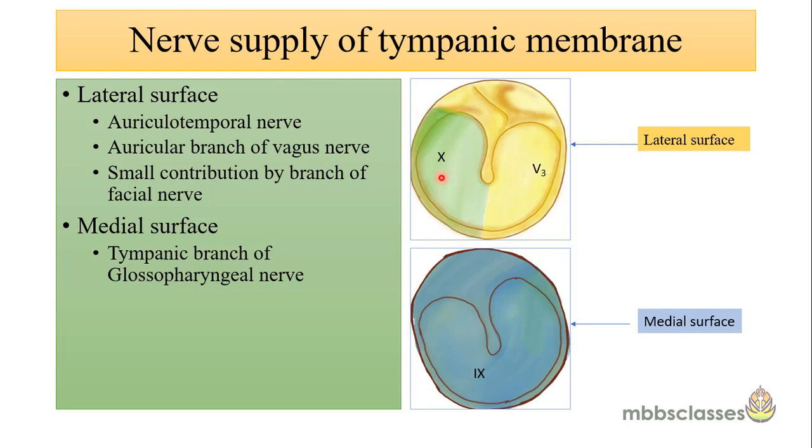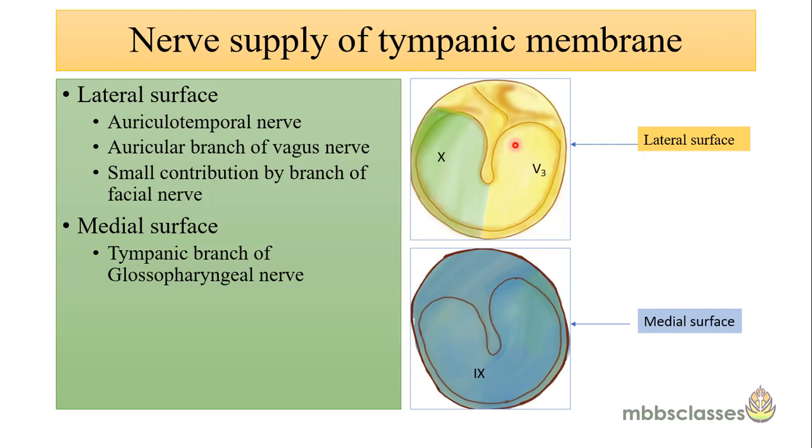Now coming to the nerve supply. Just like the external ear, the tympanic membrane is also supplied by multiple nerves. As you all know, the tympanic membrane has two surfaces. The outer surface is known as the lateral surface, and the inner surface is known as the medial surface. Now let's see the nerve supply of the lateral surface.